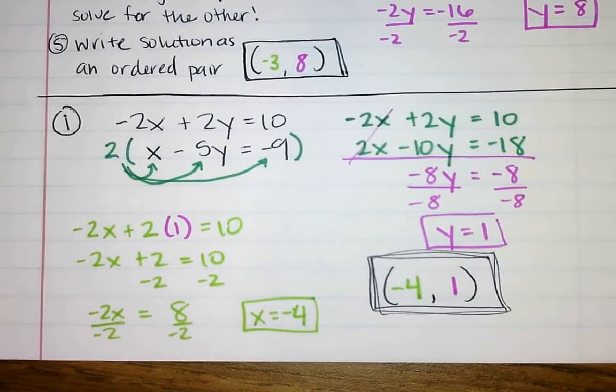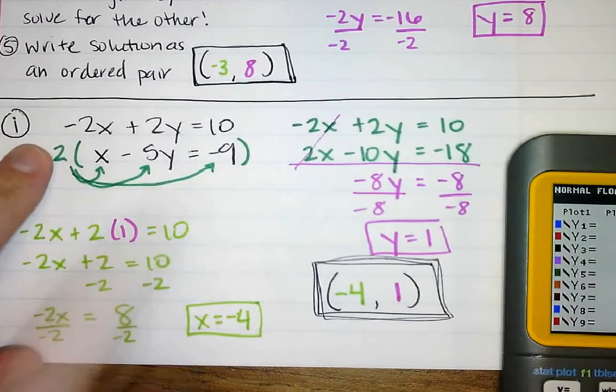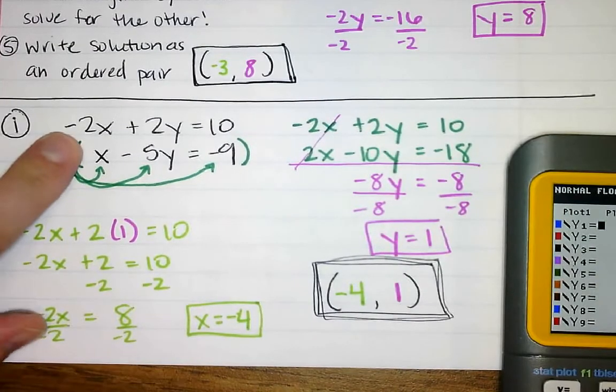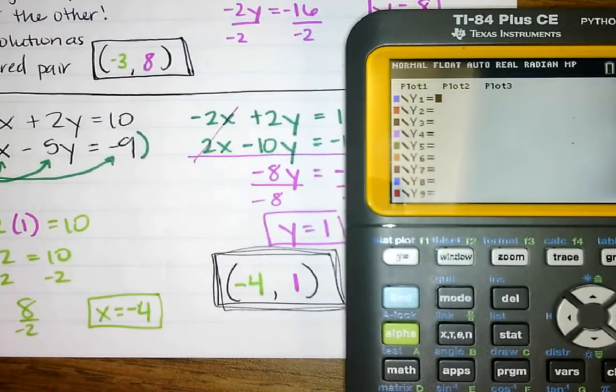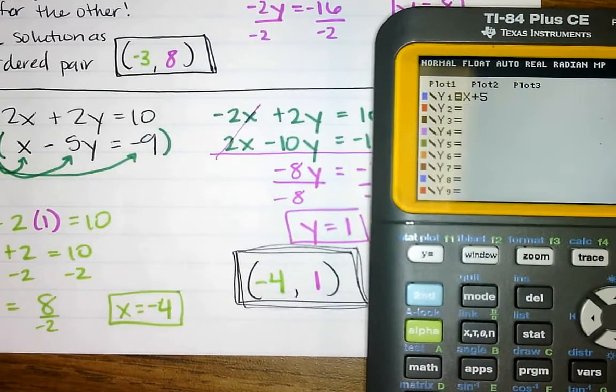So if I actually graphed these lines, if I transformed them into y equals, we would have added 2x divided by 2, so that would have been y is equal to x plus 5, okay? And then if I subtracted my x divided by negative 5, so that's going to be 1/5 x plus 9/5. Yeah, because I would divide everything we have.